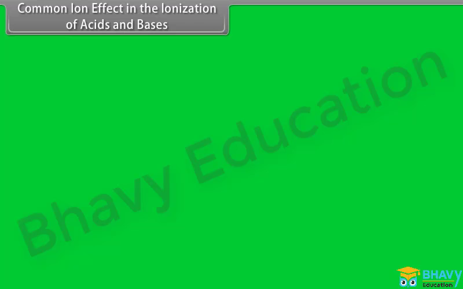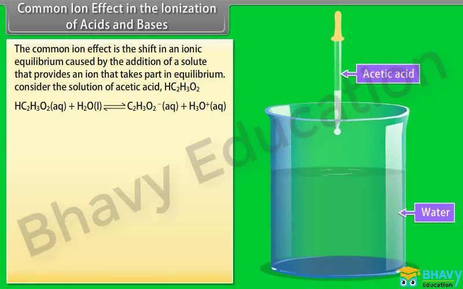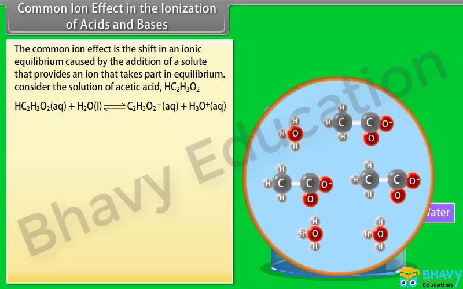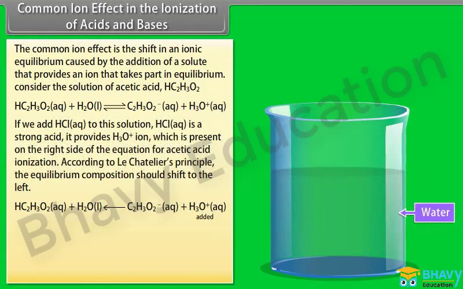Common ion effect in the ionization of acids and bases. The common ion effect is the shift in an ionic equilibrium caused by the addition of a solute that provides an ion that takes part in the equilibrium. Consider the solution of acetic acid, HC2H3O2. If we add HCl aqueous to this solution, HCl aqueous is a strong acid.